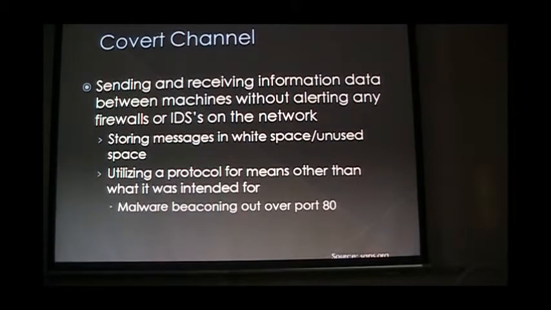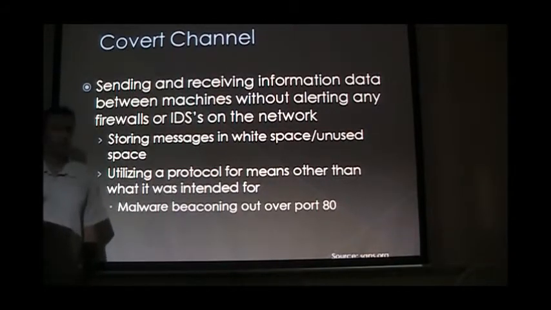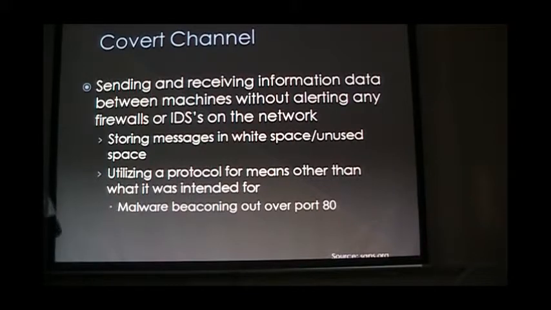Covert channels can also mean sending and receiving data between machines without alerting any firewalls or IDSs on the network. So this is on the network side. You can store messages in white space, unused space. Another way is they'll use protocols for what they're intended for, like port 80 or IRC ports. Malware uses those to communicate. But what is port 80 for? HTTP. Most firewalls or IDSs have that port already open, so you can get through there and use your malware to communicate over that port. IRC is the chat port, Internet Relay Chat. A lot of times they use that port for command and control because those ports are open.